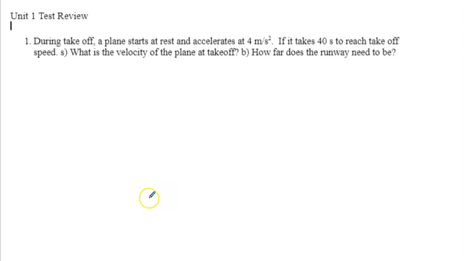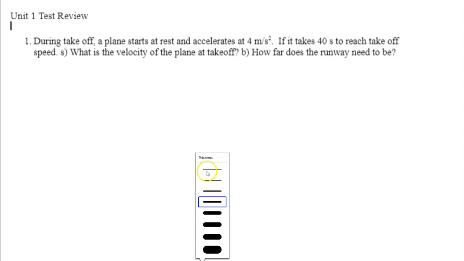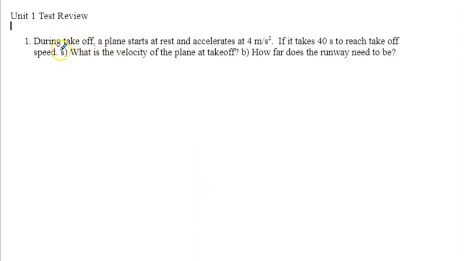That's the first part, part A. Even though it says S, we'll label it A. Oop, that's not going to work. But that's part A. Here, that'll be better. And then part B wants to know how far does the runway need to be to achieve this speed and be able to take off.